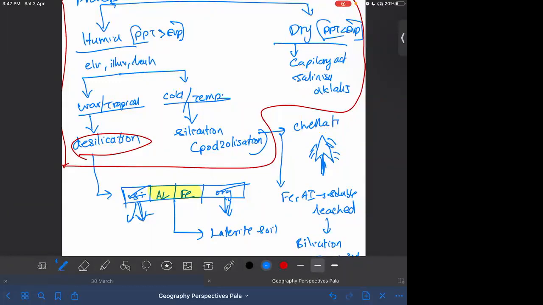Leached out of the soil along with organic matter and bases. Thus the soil becomes enriched in Fe and Al. Here, another Fe and Al went away and this became Fe and Al rich. Enriched in Fe and Al, and the process is called desilication.